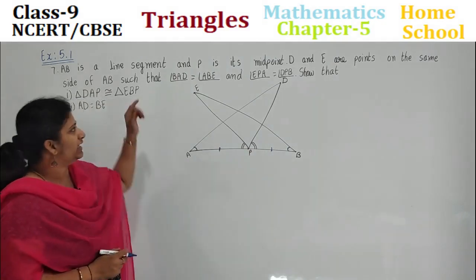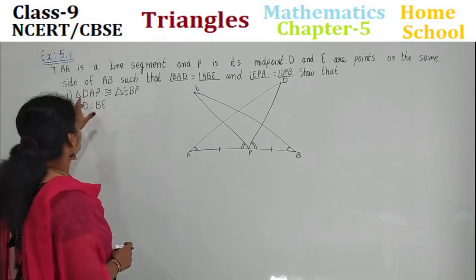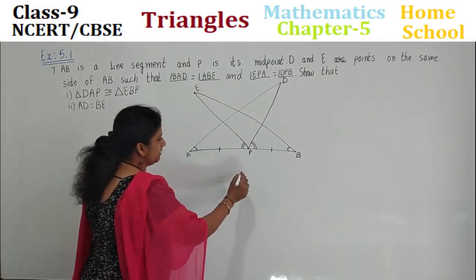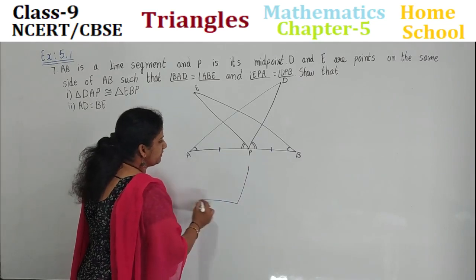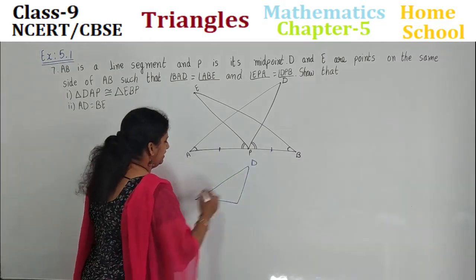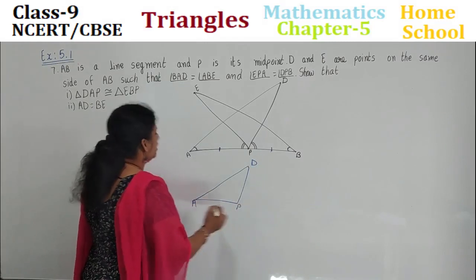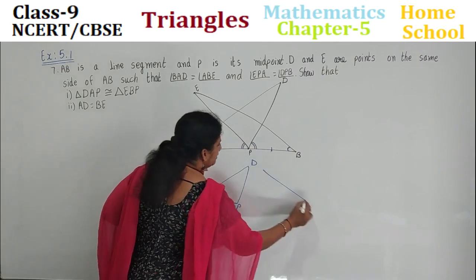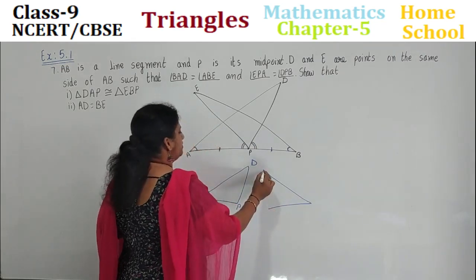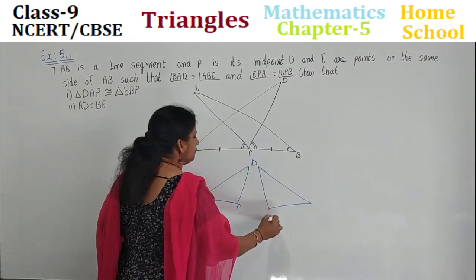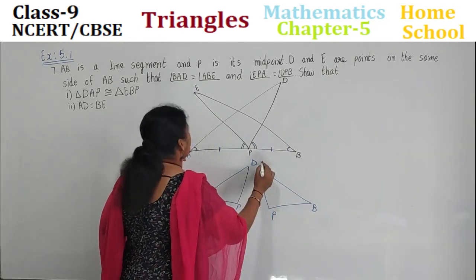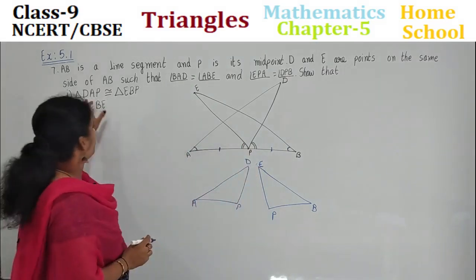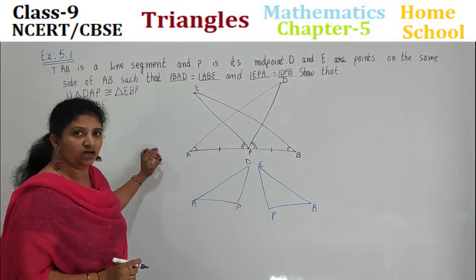Now what I need to prove here: show that triangle DAP, observe DAP children, this is triangle DAP. So let me draw it separately. DAP, okay, and triangle EBP. Where is EBP? PB. So like this, just a rough figure we have drawn. PB, this is E and this is D. Prove that these two triangles are congruent.